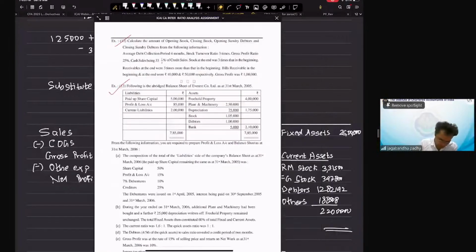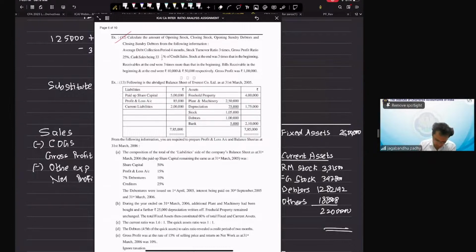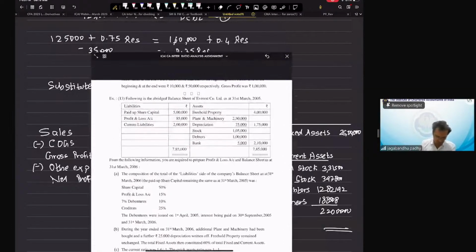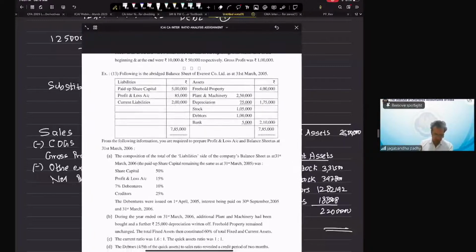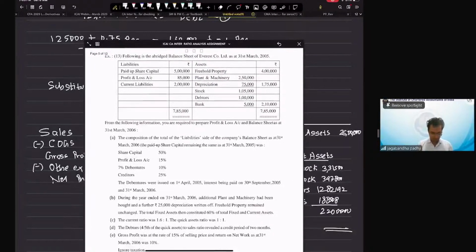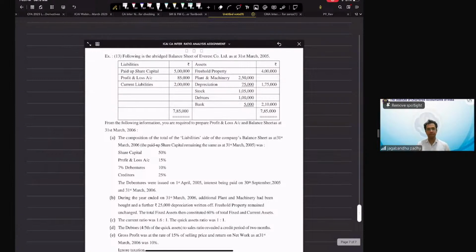Okay. Try out this question number 13 now. Start with question number 13. Try to solve it. Try to solve this question number 13, guys.